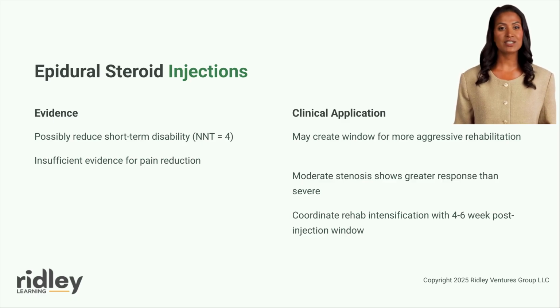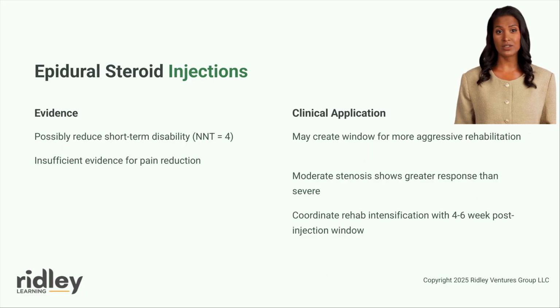A comprehensive systematic review by Arman and colleagues, published as an American Academy of Neurology Guidelines Subcommittee report in 2025, synthesized evidence from 90 randomized controlled trials examining epidural steroid injection effectiveness. For lumbar spinal stenosis specifically, the review found that epidural steroid injections possibly reduce short-term disability, with a success rate difference of 26.2% and number needed to treat of 4.